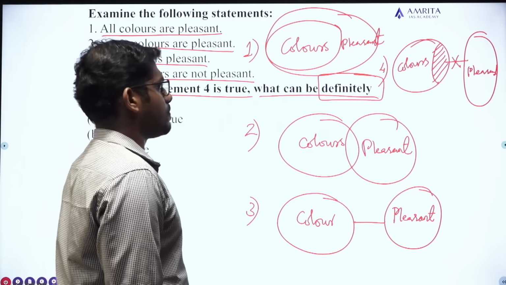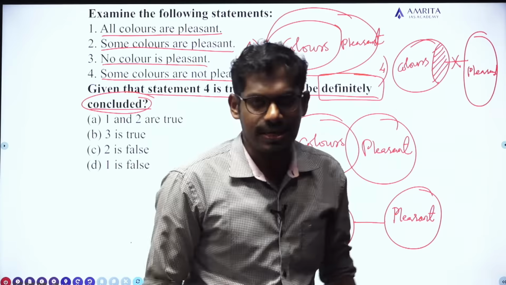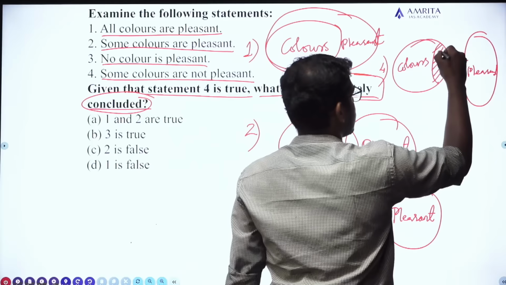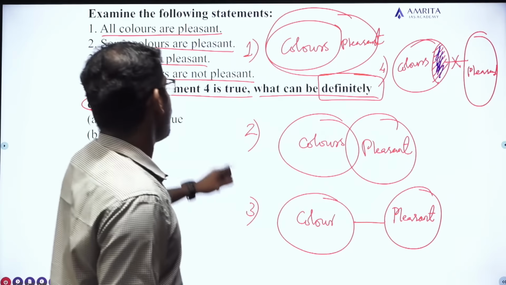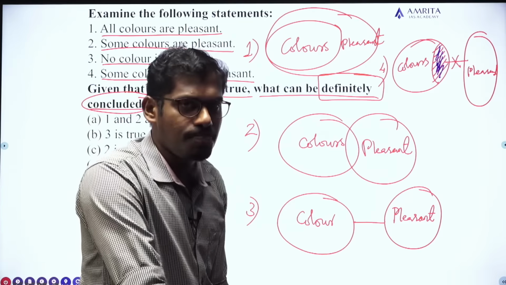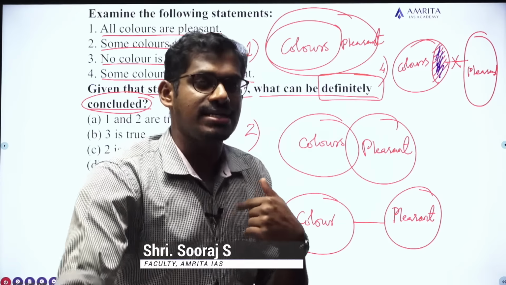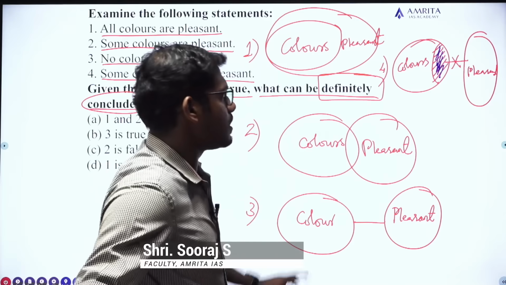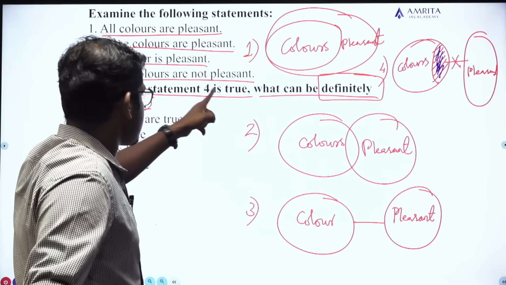All colors are pleasant. See, the fourth one says some colors are not pleasant. These are some colors, and these some colors are not pleasant. But the first statement says all colors are pleasant. Can it be possible? No. Can we say that it is definitely impossible? Yes. In no way is it possible that all colors are pleasant, because the fourth statement is true and it says some colors are not pleasant.